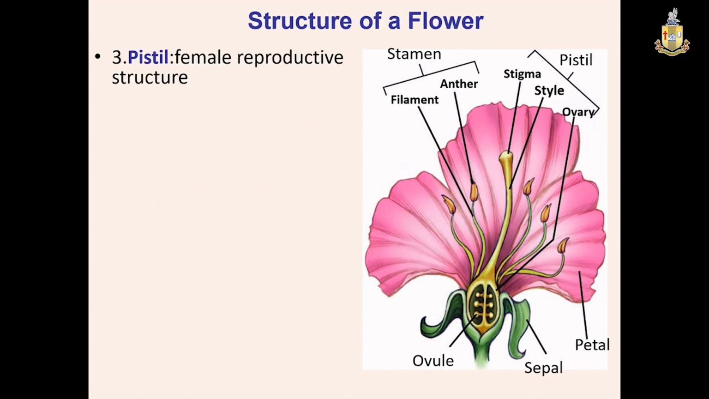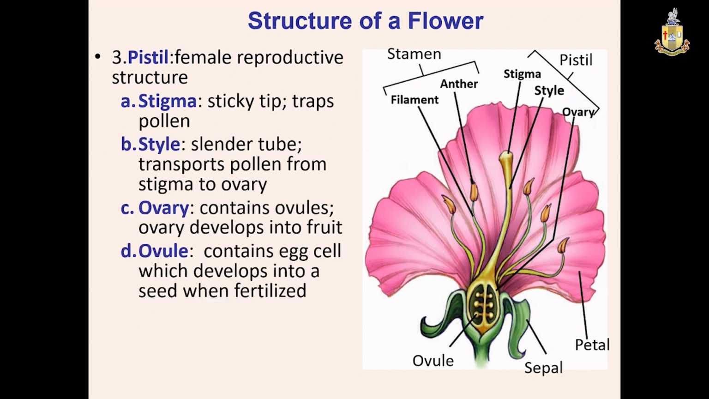Pistil. Pistil is the female reproductive structure. It contains stigma, style, ovary and ovule. Stigma is the sticky tip which traps the pollen, and style, a slender tube, transports pollen from stigma to ovary. And ovary contains the ovule, which develops into fruit. Ovule contains the egg cell, which develops into a seed when it is fertilized.